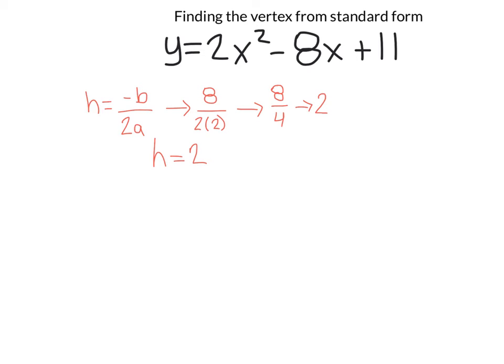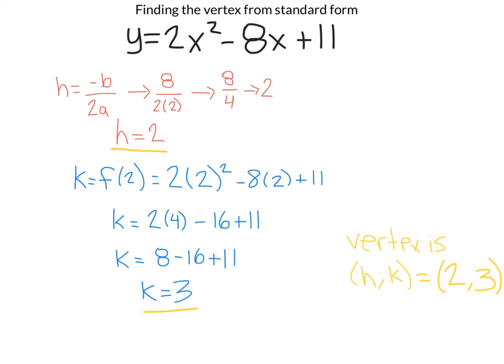Now we are going to find the vertex from standard form. From this equation, we need to find h. To find h, you must use the formula h equals negative b over 2a. You plug in the numbers from our equation, and you get h is equal to 8 over 2 times 2. Simplify it to 8 over 4, and h equals 2.